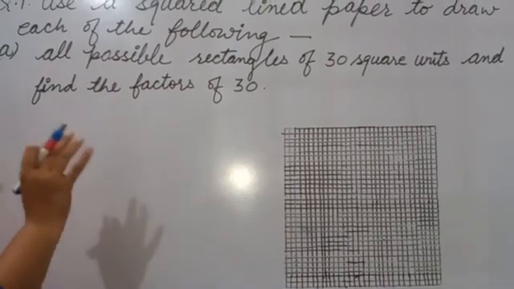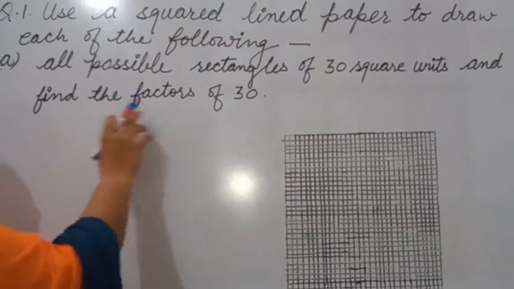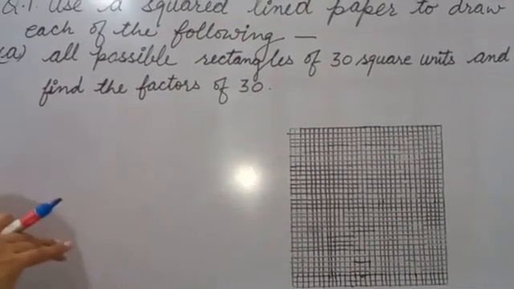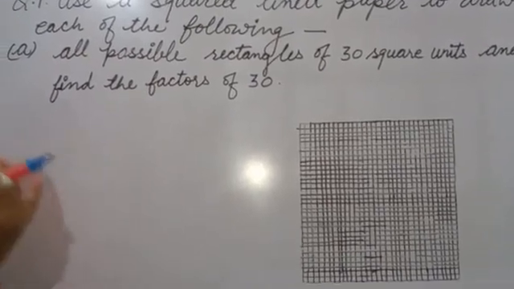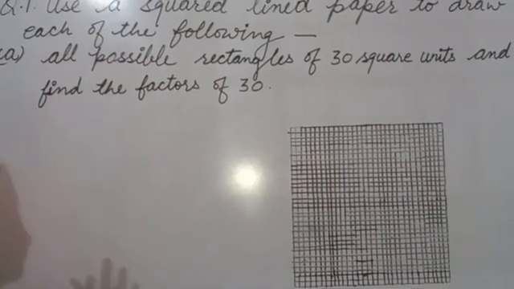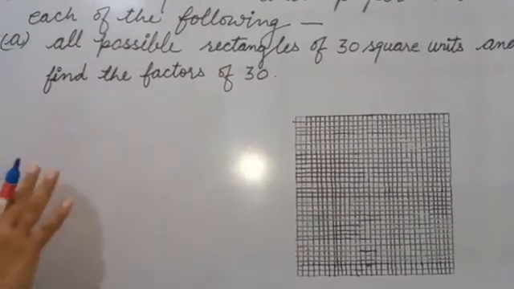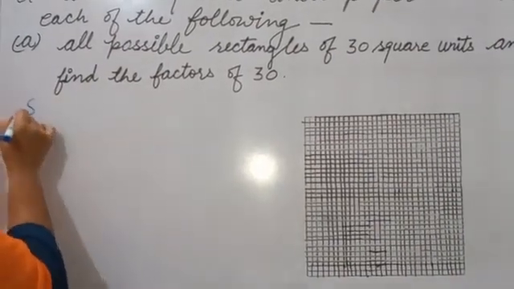Now for that, how many rectangles are possible? For that we have to find the factors. However many factors we have, that many rectangles we can make. If there are 2 factors, we can make 2 rectangles. If there are 4 factors, we can make 4 rectangles. So firstly we should find the factors of 30. We should start the solution here.